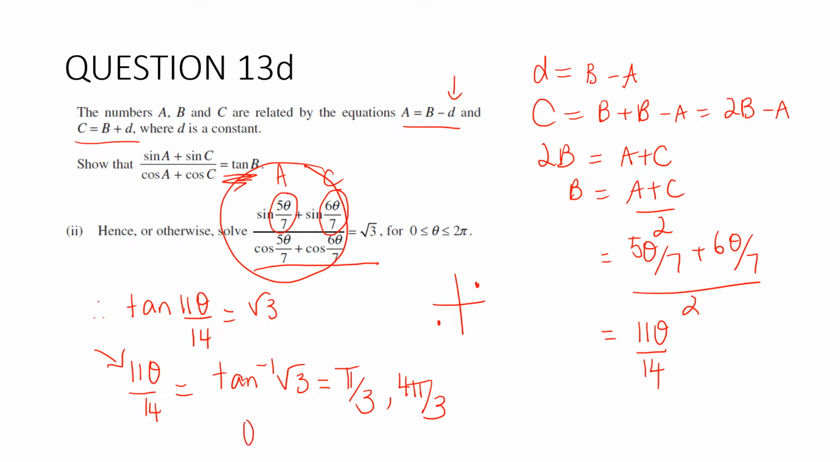So just tidying this up, theta will be 14 pi on 33, and 4 times 14 is 56 pi on 33.